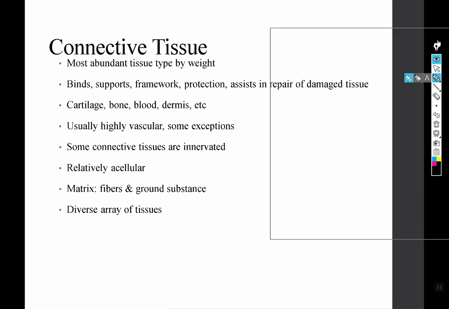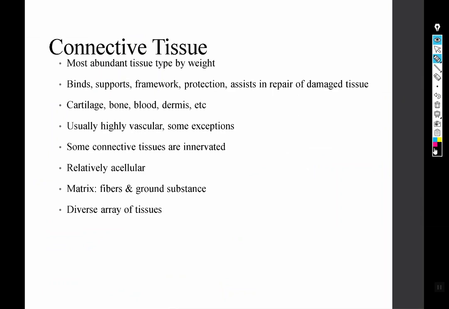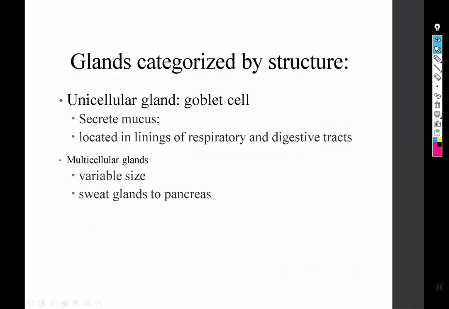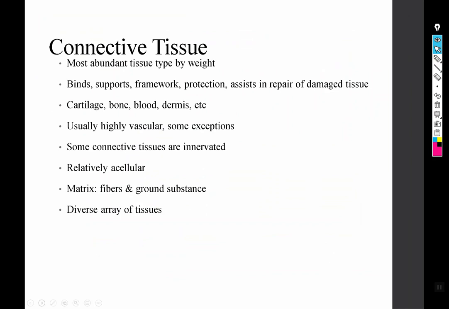Thanks for asking though. Okay, so we just finished epithelium and we talked about the derivatives of epithelium. So this is stuff like glands, which come in a variety of shapes and forms. So if you need a review of glands, you can go back to this lovely figure and just look at the various examples of them. But now we're moving on to connective tissue.